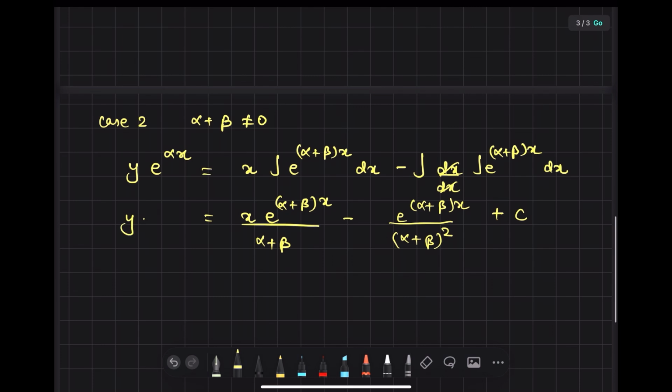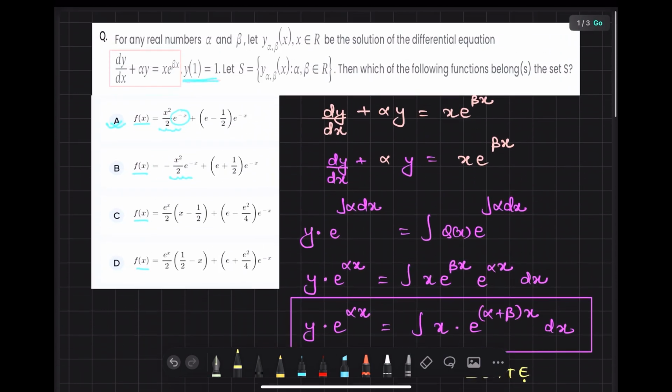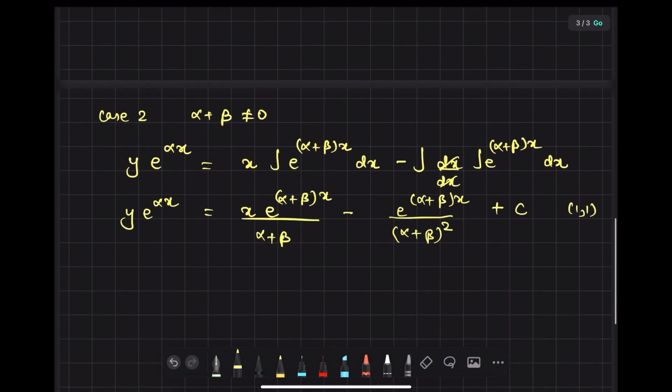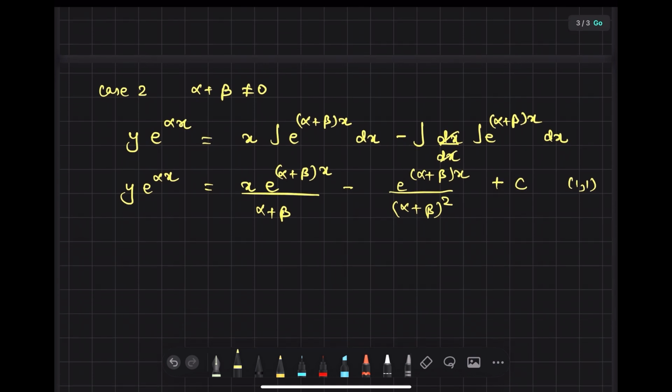So y e power alpha x. Now we have to find out the integration constant c. So for that, what will we do? You know that it passes through the point 1 comma 1. It satisfies 1 comma 1, no? So I'm using that same thing again. We did nothing: one time we took alpha plus beta as 0, the second time alpha plus beta is not 0. Now look at this, what will happen.